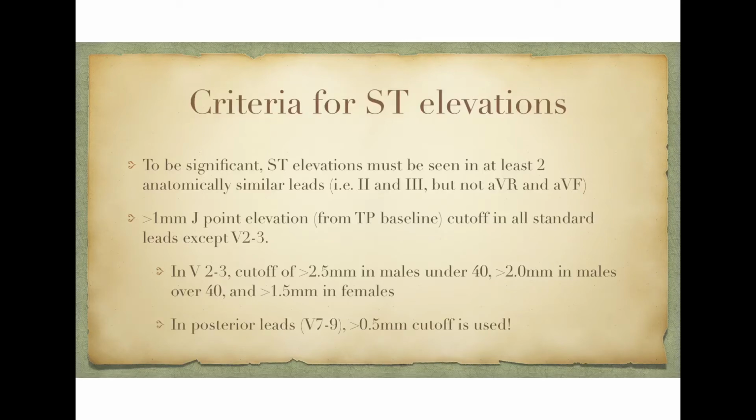If you're doing a posterior EKG, if you're worried about a posterior wall infarct and you do leads V7, 8, and 9, you'll use a 0.5 millimeter cutoff for those leads.